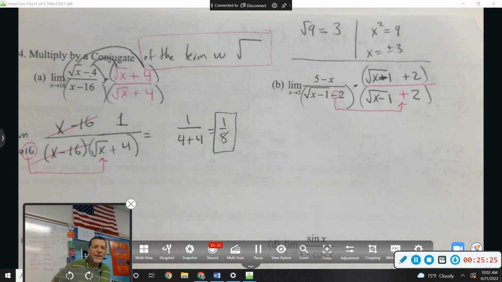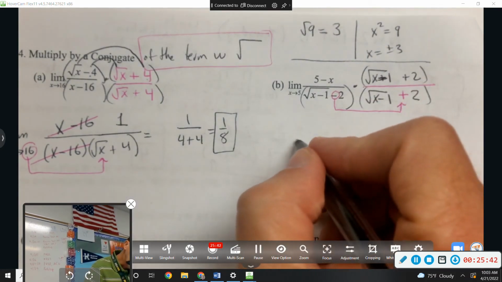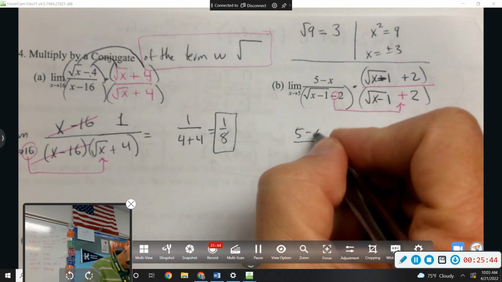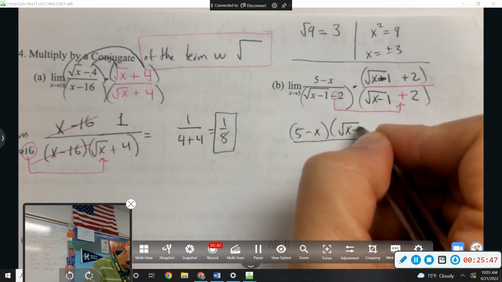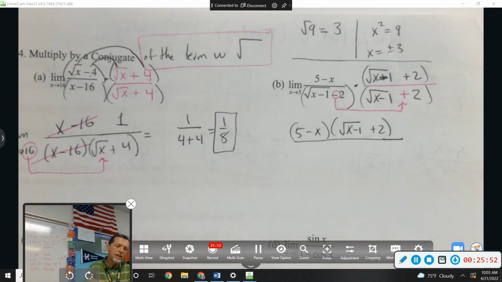Again, it looks like two FOIL problems. Which do you think we should FOIL first, the top or the bottom? The bottom. Always do the one you're trying to fix first, and it should cancel something in the top. So let's leave the top alone for now. I'm hoping I don't have to FOIL it because that looks ugly. The bottom looks ugly as well, but what's the square root of x minus 1 times the square root of x minus 1? X minus 1.